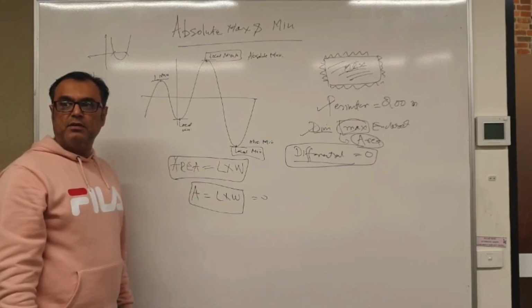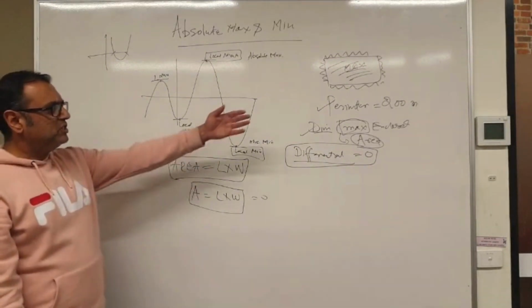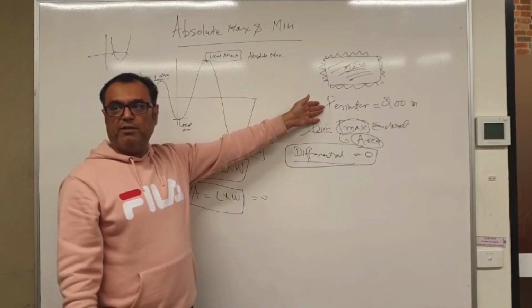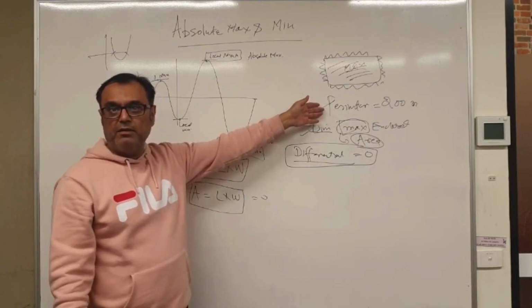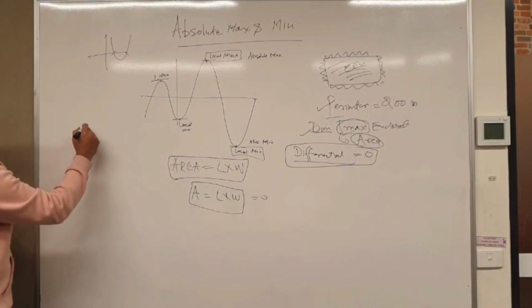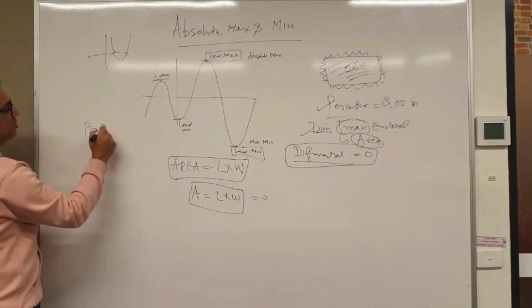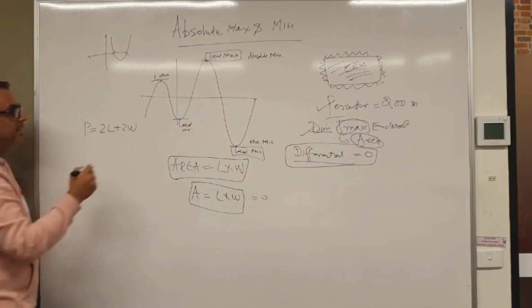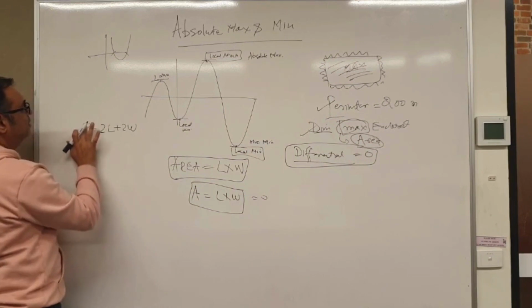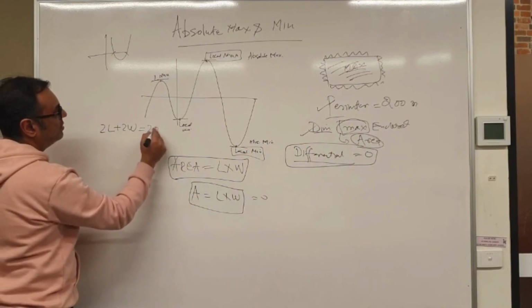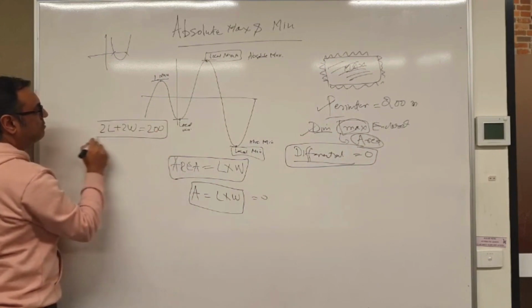The perimeter is 200 meters, so we need to do something about it, right? He's not just giving it for fun. So we need to do something about it. 2 lengths, exactly. So let me just say perimeter is what? 2 length plus 2 width. And I say that is equal to, I like to write on the right, 200.